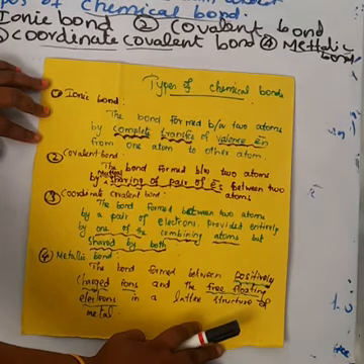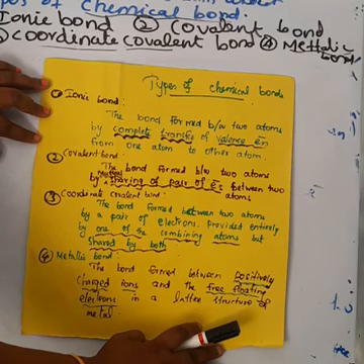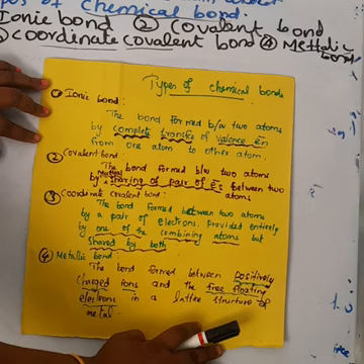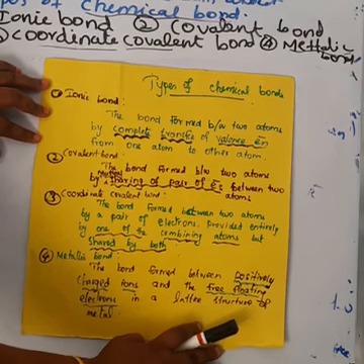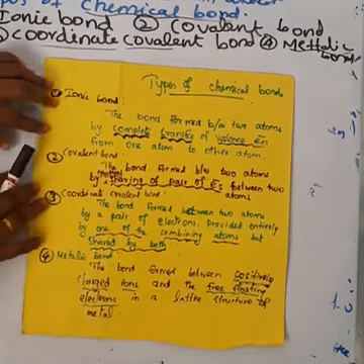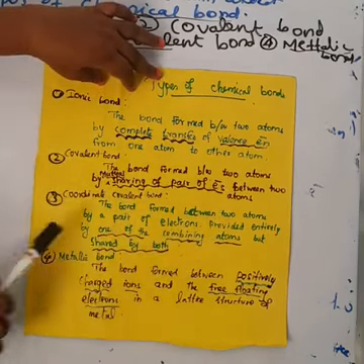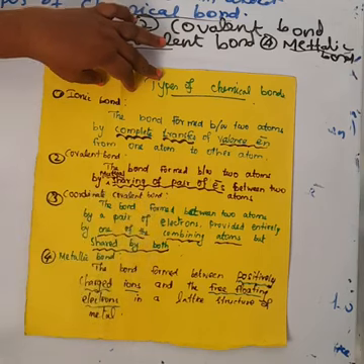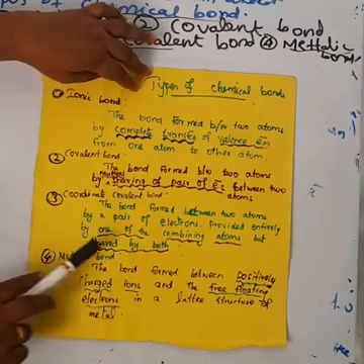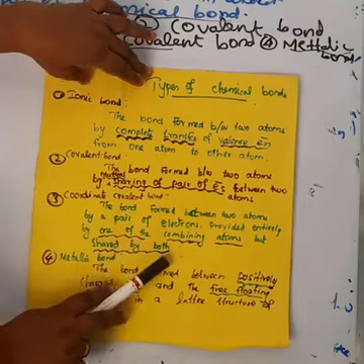Understood? Then coordinate covalent bond. What do you mean by coordinate covalent bond? The bond formed between two atoms by a pair of electrons provided entirely by one of the combining atoms but shared by both. Here also the bond is formed by sharing, but only one atom shares the pair of electrons with the other atom.